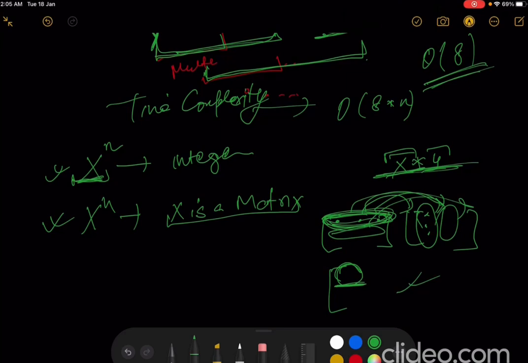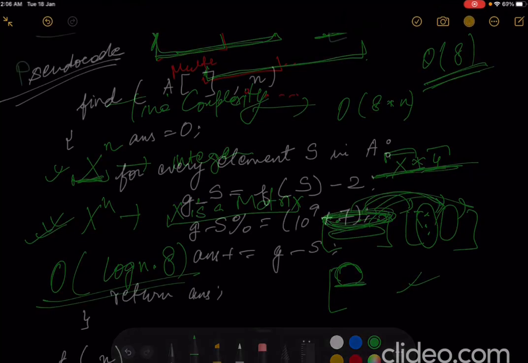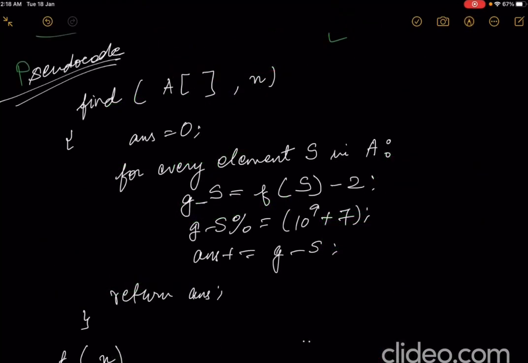So similar to binary exponentiation, if we use matrix exponentiation, then we will get a time complexity of order of log n into the order of multiplying two matrices, which is 8 in our case. So we will get a time complexity of order of 8 into log n in that case. Now let us look at the pseudocode for it.